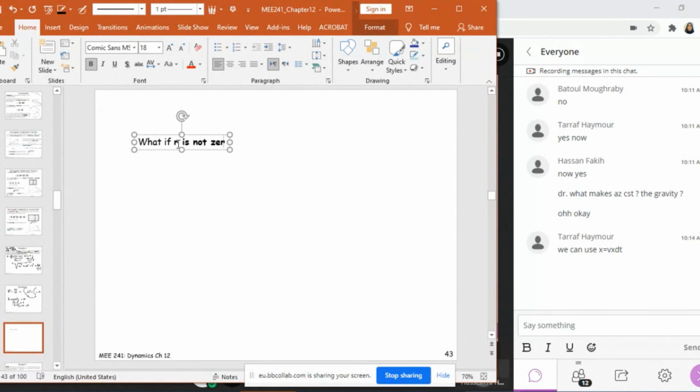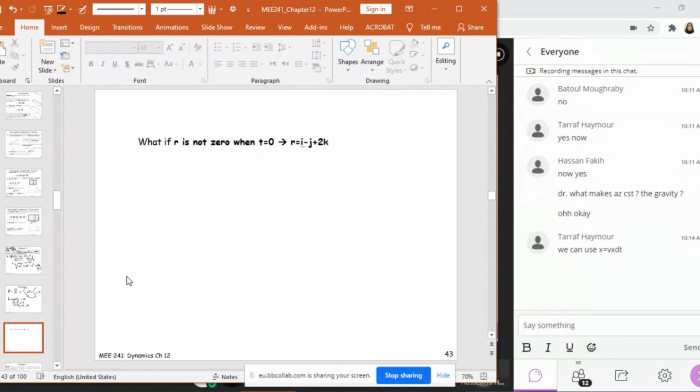So it's not 0 when... So let's assume, guys, that, for example, r is equal to i minus j plus 2k. What do you think will happen? So guys, I'm gonna do the same. I'm gonna do the integration. However, now dr is not between 0 and r.